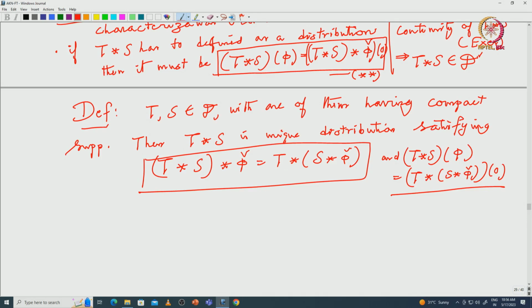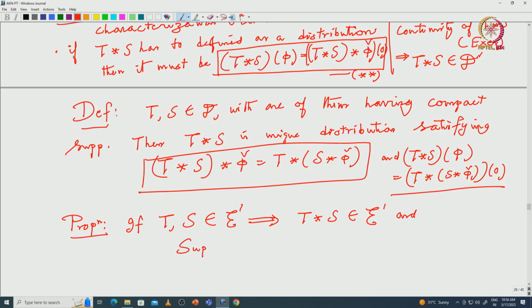So, an immediate result, which I can prove immediately but do not prove in most of the things here. Proposition: if T, S are in E prime, that means both of them have compact support, then T star of S is also in E prime, and support of T star of S is contained in support of T plus support of S. Okay. So, you have that, and a similar formula is also there. Definitely I do not prove it here, that is much easier.